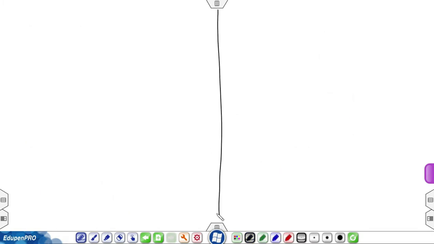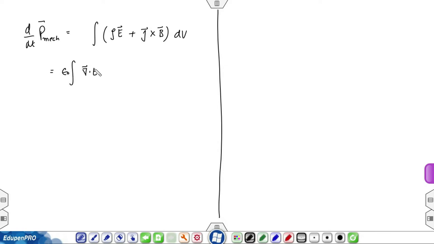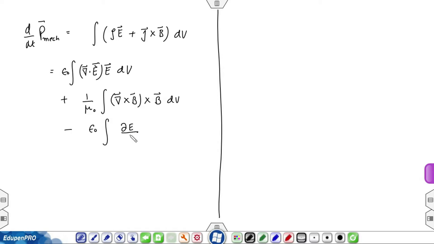So, let us go to the next slide and write d by dt of P mechanical, which is equal to the integration of rho E plus J cross B dV. This is going to be equal to the integral of epsilon 0 (del dot E) E dV, plus 1 over mu 0 integral of curl of B cross with B dV, minus epsilon 0 integral of dE dt cross with B dV. This is the expression that we want to work with.